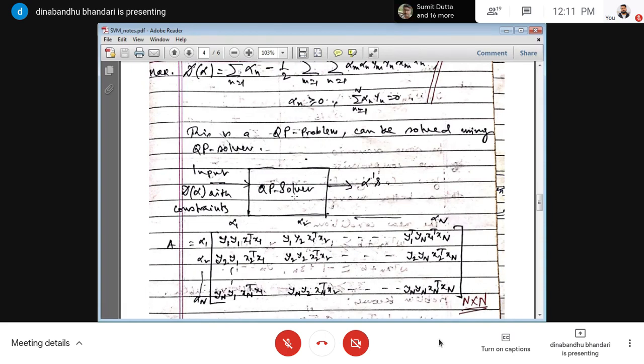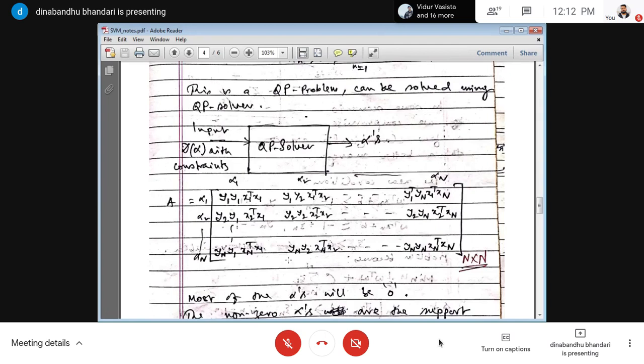You feed this to the solver with the constant term. Note how many coefficients there should be: N cross N. If you have 1,000 data points, it would be 1,000 by 1,000. If you have a million data points, you will have a million by a million. It is huge, but anyway, the machine will do it and we can compute this easily.